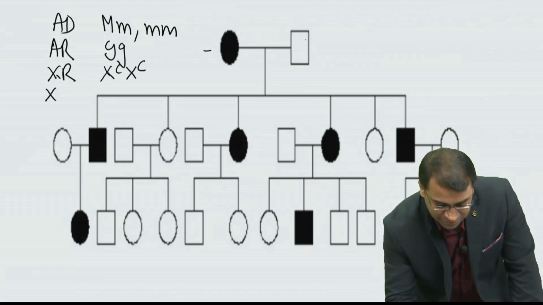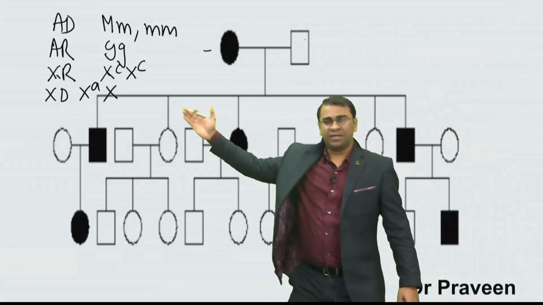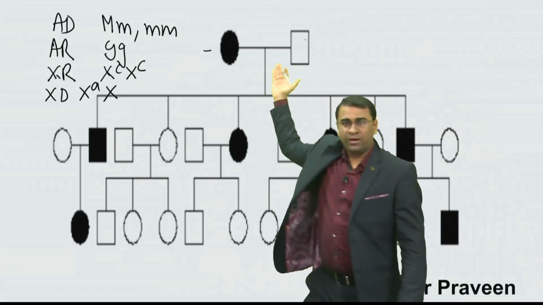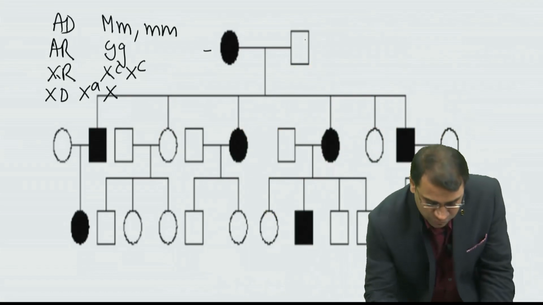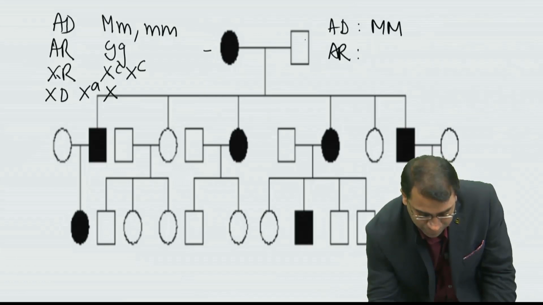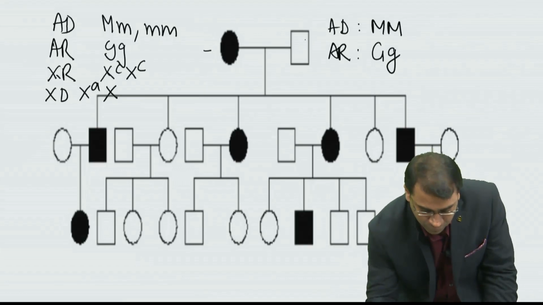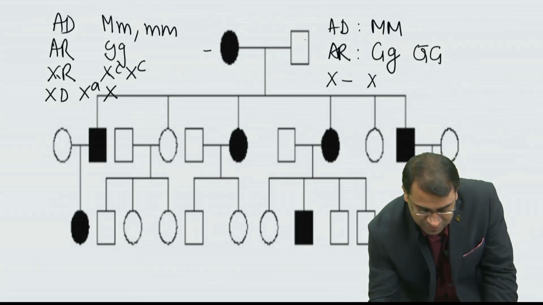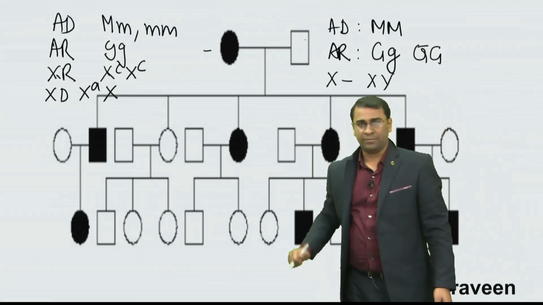And if it is X-linked dominant, it can be XAX. There are the possibilities when she is diseased. And when he is normal, suppose it is autosomal dominant, you need to take capital M, capital M. If it is autosomal recessive, it can be capital, small, or capital, capital. And if it is X-linked disease, simple XY.